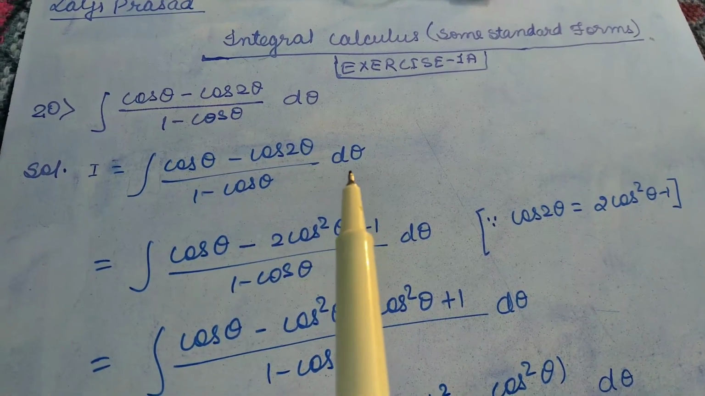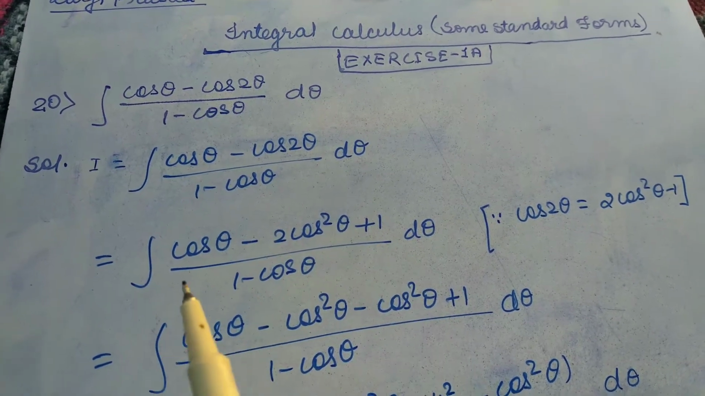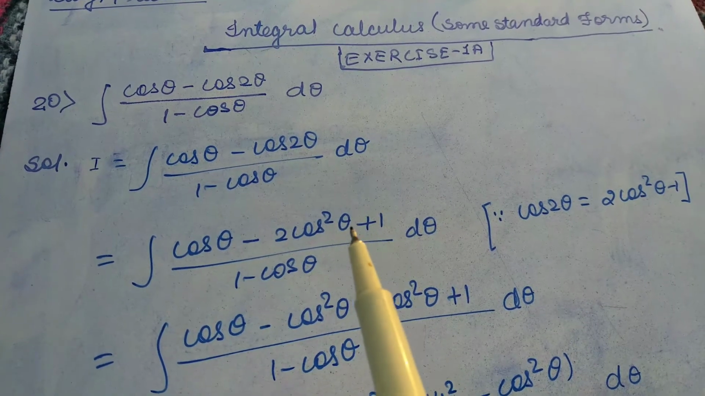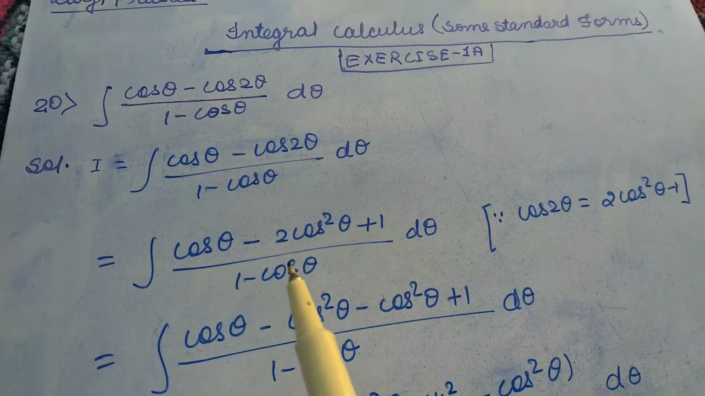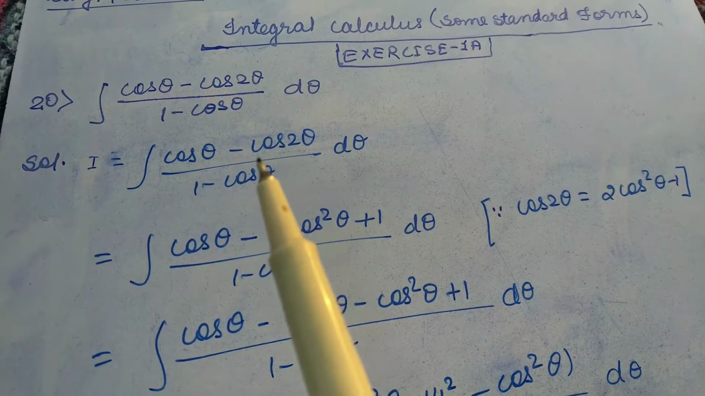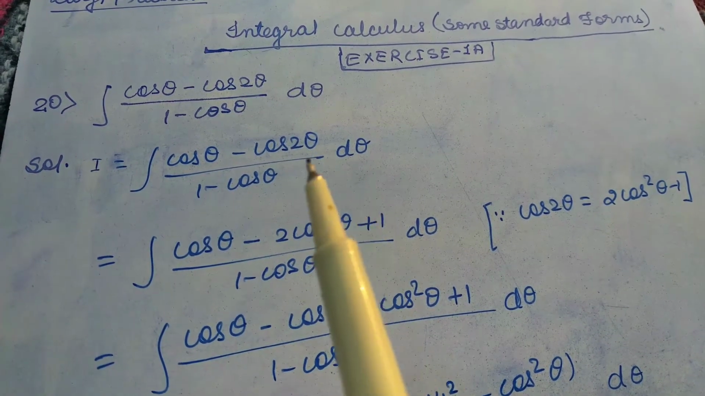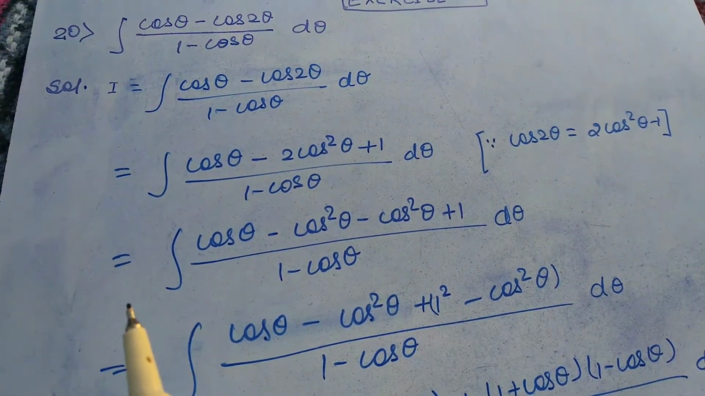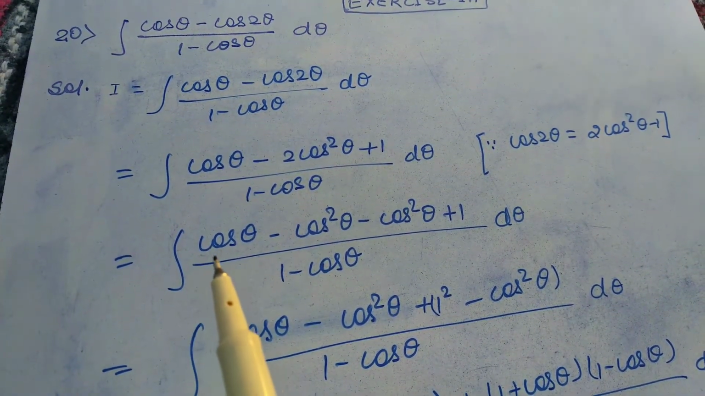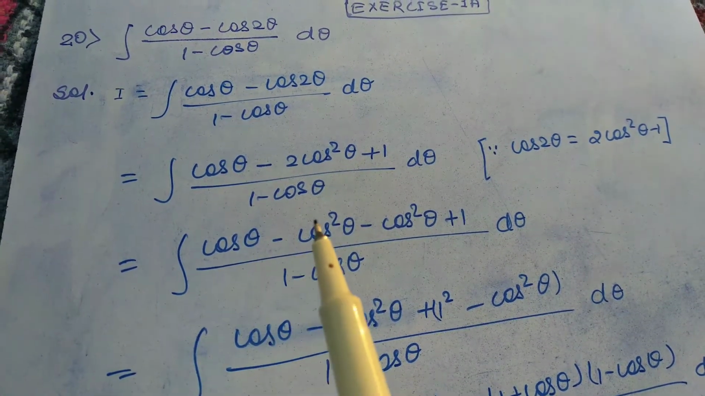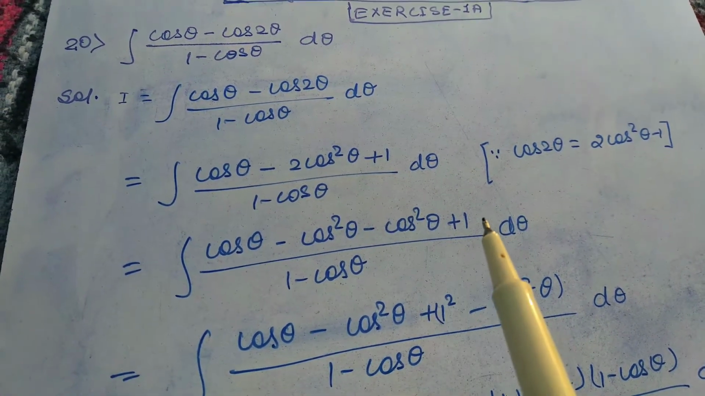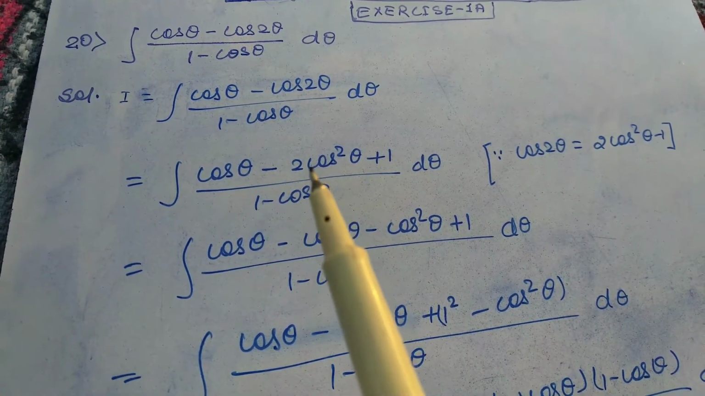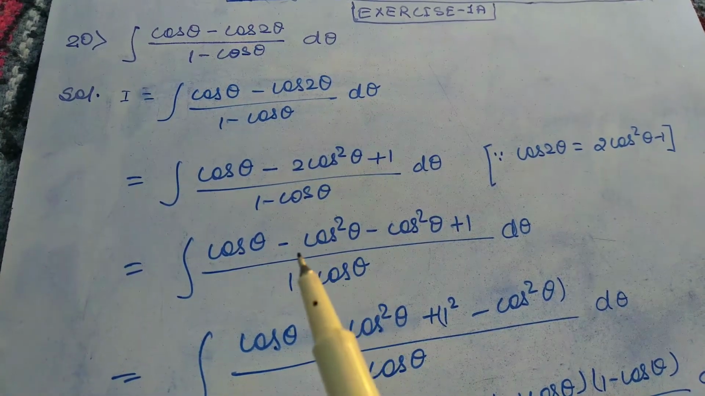So in the next step, we have written integration of (cos theta minus 2 cos square theta plus 1) upon (1 minus cos theta) d theta, because we know the formula of cos 2 theta, so we have just written it here. And in the next step, we can write it as integration of (cos theta minus cos square theta minus cos square theta plus 1) upon (1 minus cos theta). We have just written 2 cos square theta like this.